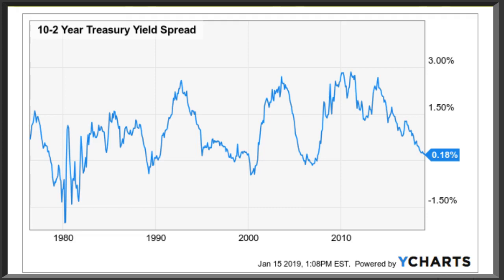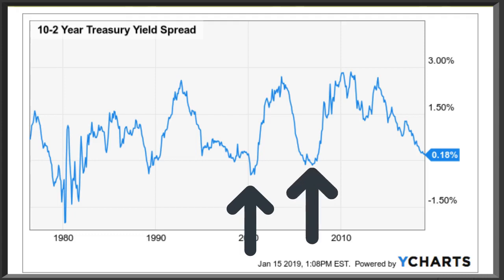And what you should take note of is there's a reason why investors in financial markets are so drawn to it. It has successfully predicted the financial crisis in 2008, as well as the dot-com bubble. And that's why investors are so scared of it today, because as you can see, it's getting close to being zero or even negative in today's world as well.